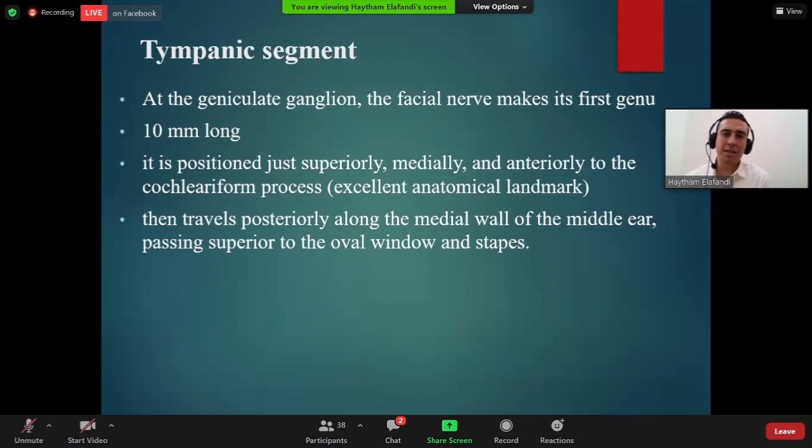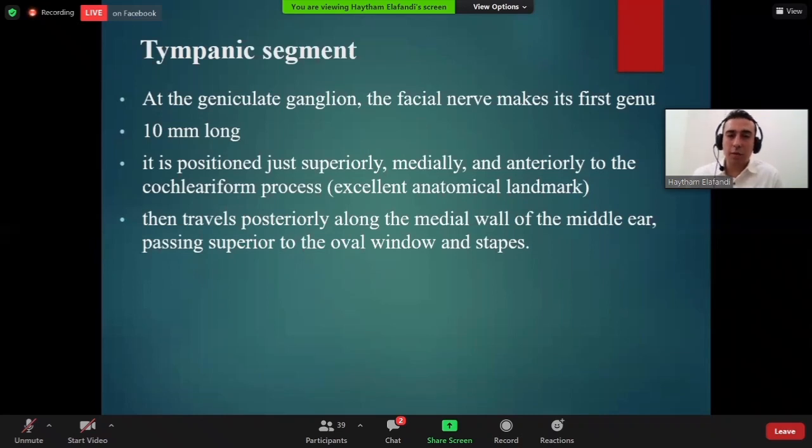This part is 1 centimeter long. It's positioned just superior and anterior to the cochleariform process. The cochleariform process is one of the processes present in the medial wall of the middle ear. It's one of the excellent anatomical landmarks, especially in endoscopic ear surgery or during mastoid surgery.